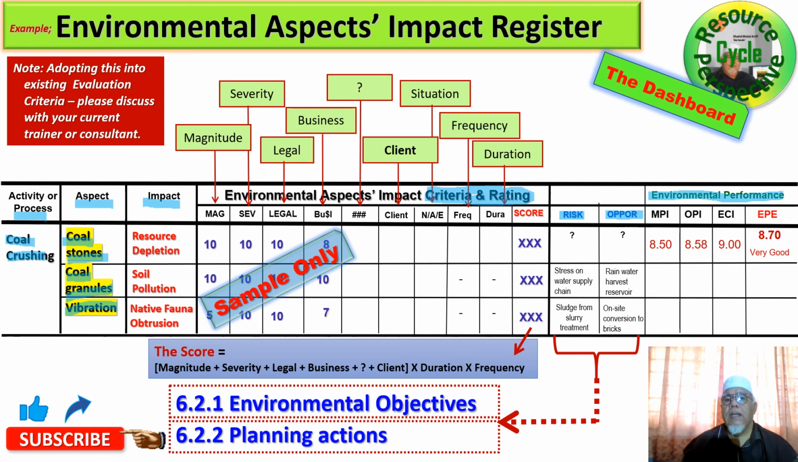Therefore, I mobilize environmental performance evaluation indicators: MPI, Management Performance Indicator; OPI, Operational Performance Indicator; and ECI, Environmental Condition Indicator, as individual performance, and sum them up as an averaging total of a final score for their environmental performance evaluation. There you are. It's all in front of you. This is the dashboard that I love to have.